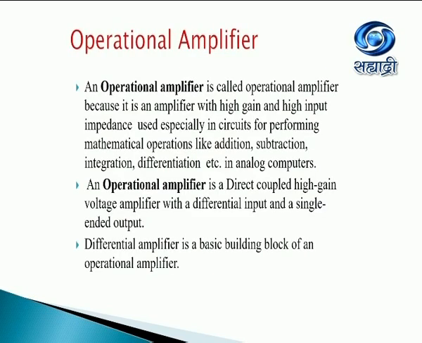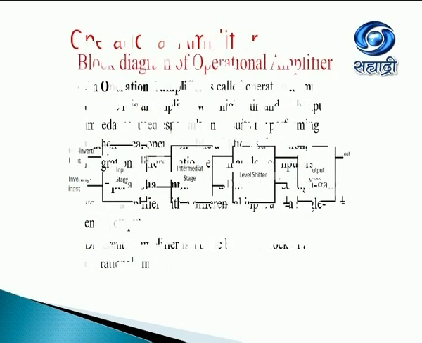Operational amplifier. An operational amplifier is called operational amplifier because it is an amplifier with high gain and high input impedance used especially in circuits for performing mathematical operations like addition, subtraction, integration, differentiation, etc. in analog computers. An operational amplifier is a direct coupled high gain voltage amplifier with a differential input and single-ended output. Differential amplifier is a basic building block of an operational amplifier.